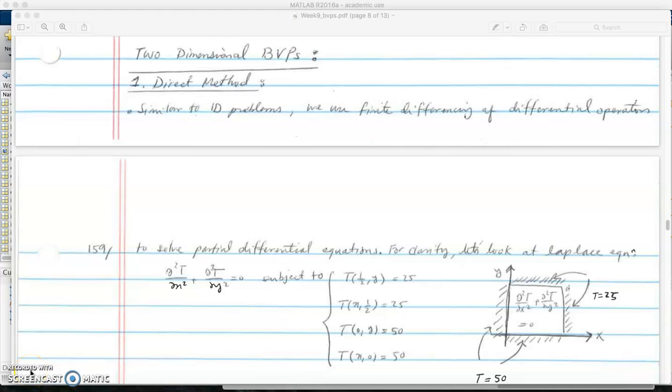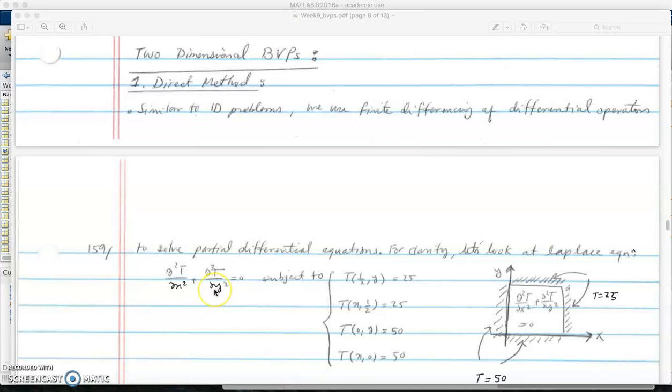Hello, this is a video on two-dimensional boundary value problems using direct methods. The problem we're going to look at is the heat diffusion in a two-dimensional slab, as shown in this figure, where I have x and y coordinates, and here's my slab.